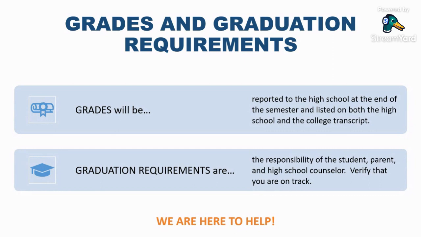So as far as grades and graduation requirements, all grades will be reported to the high school after the semester ends. So we do a bulk report and send your grades over. Grades will be listed on both the high school and the college transcript, and they should match. So if you got an A here, you should have an A there.